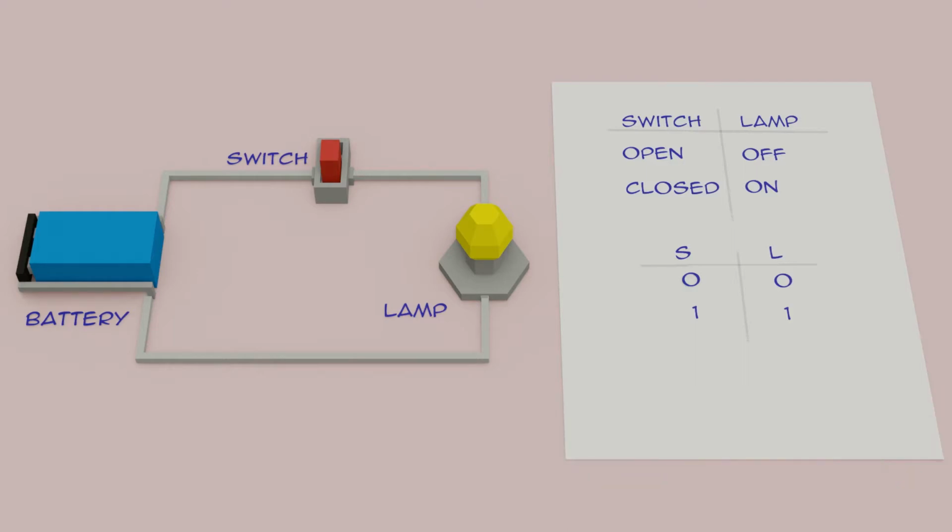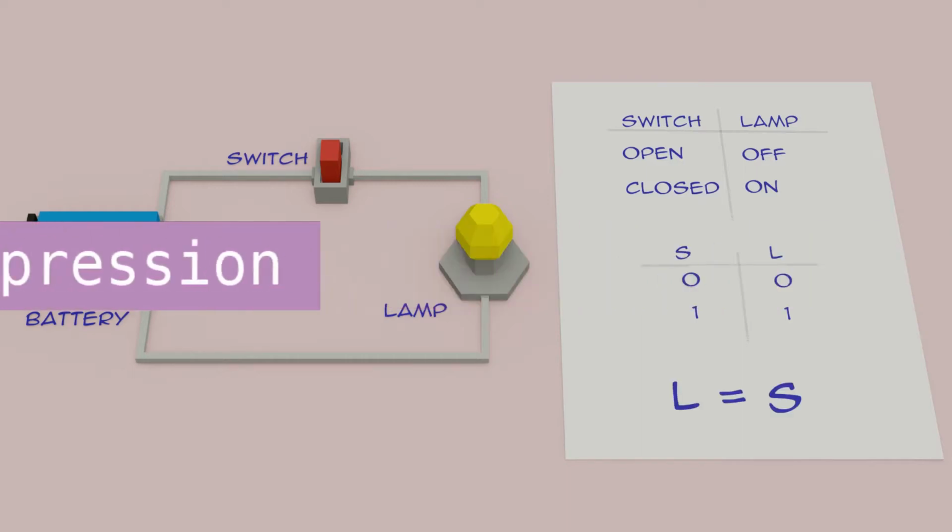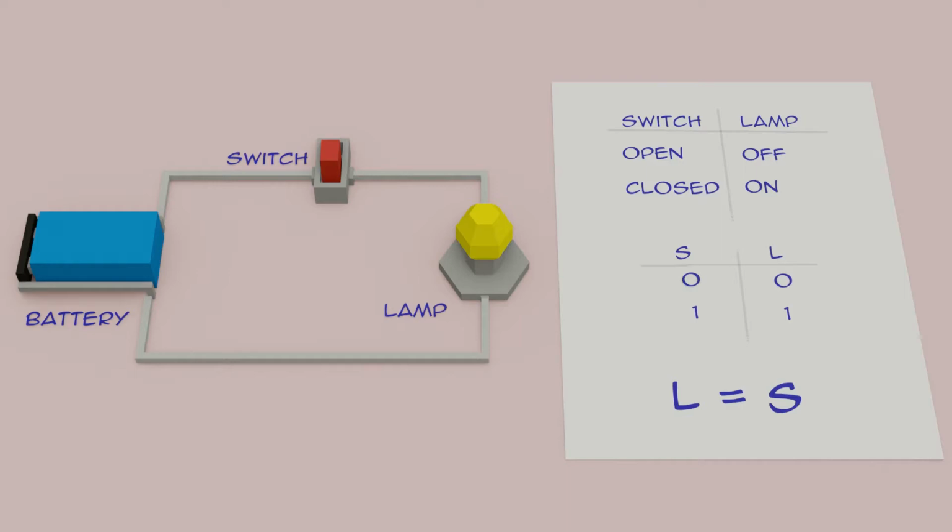Now we can be even more concise and write the table as a Boolean Logic expression L equals S, meaning that L becomes whatever S is. So if, for example, S is 0, then so is L. Boolean expressions always have an answer which is either true or false.